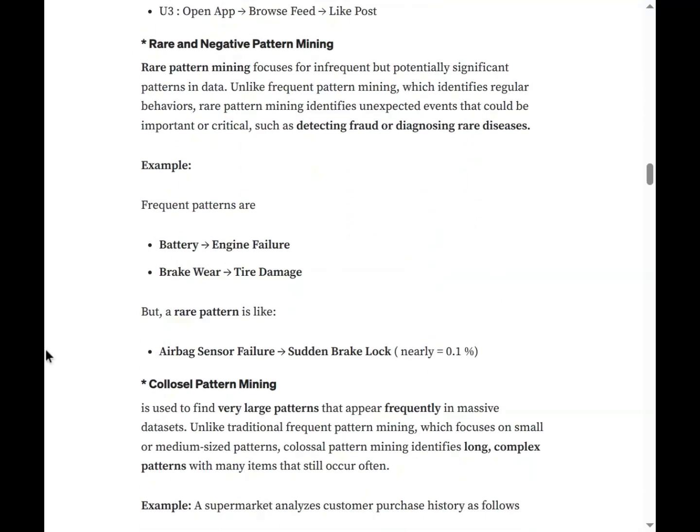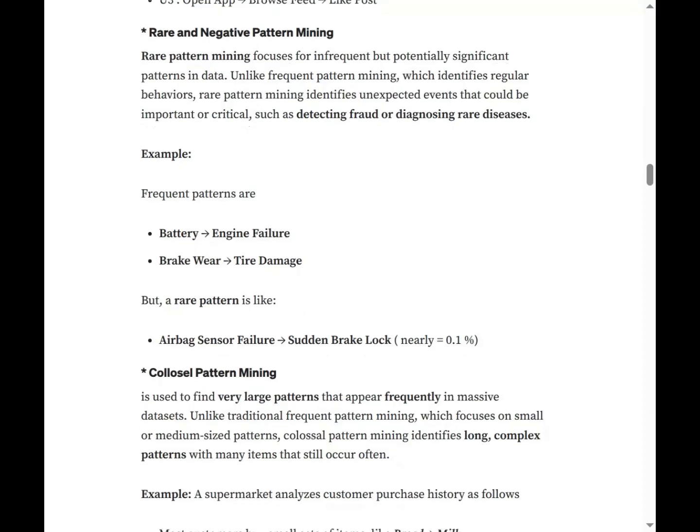Then we'll be moving to rare and negative patterns. Sometimes rare patterns are more critical than the frequent ones, especially in the domain of fraud or rare disease detection. Suppose, for an example, frequent patterns are: if there is a battery failure, there will be an engine failure, mostly in electric vehicles, and if there is brake wear, then there will be tire damage. But the rare pattern is like airbag sensor and sudden brake lock. So it is very rare.